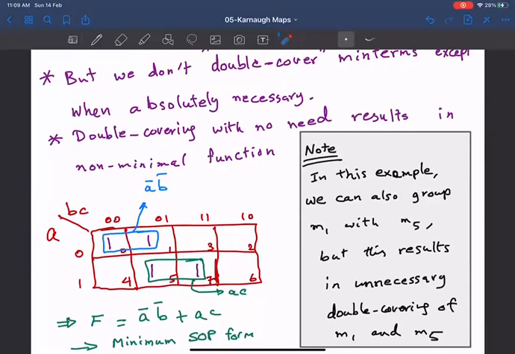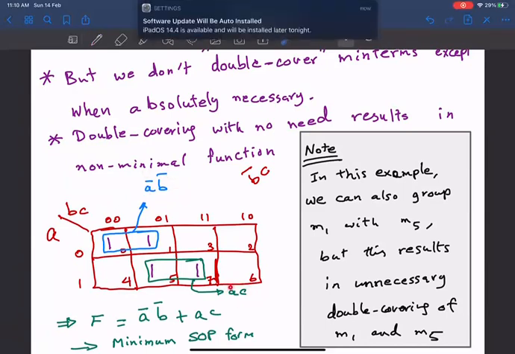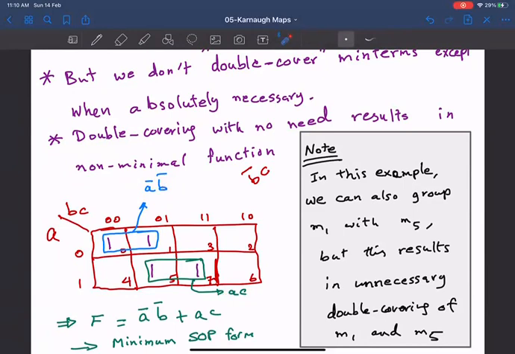Now you may ask me, what happens if I also take this group as well? What is this group here? B complement C. Excellent. And what can you tell me about this term here? From Boolean algebra that we learned so far, unit 2, remember one of the theorems that we studied? It is the consensus term of these two terms, A complement B complement and AC. If you take the consensus of these terms, you'll get B complement C.